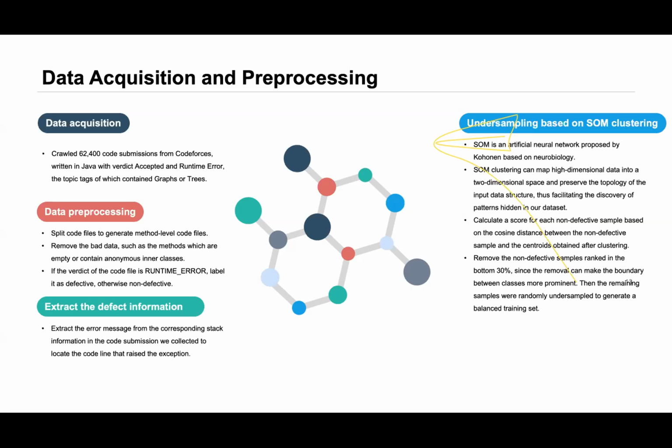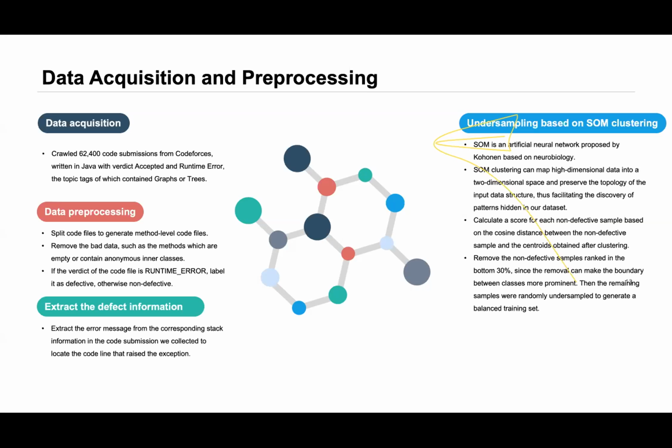After clustering, we obtain the set of centroids for non-defect samples and the defect samples. Then a score was calculated for each non-defect sample based on the cosine distance between the non-defect samples, sorted in descending order of cosine distance.